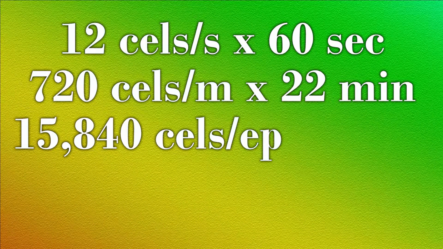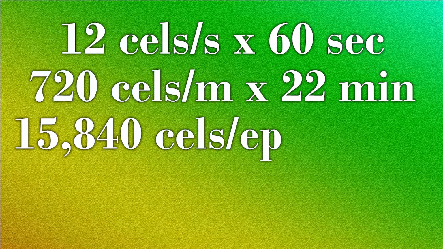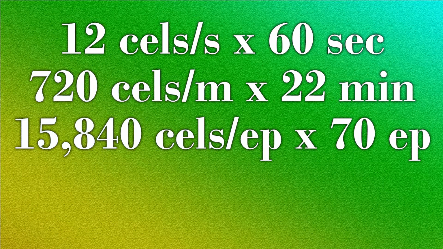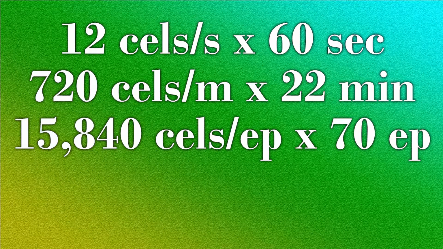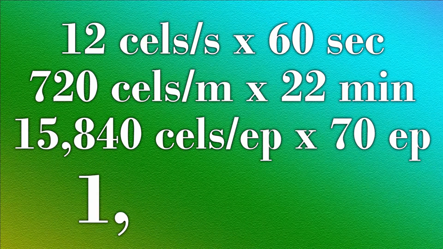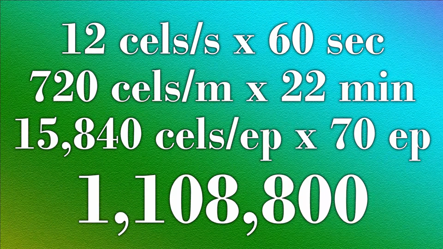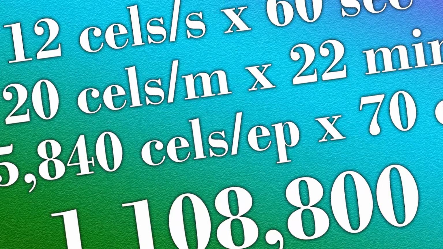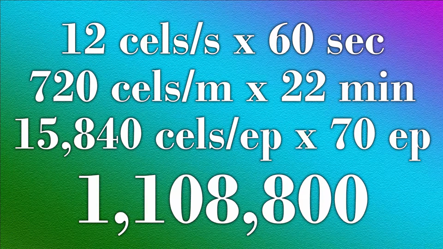But just for shits and giggles, assuming that every episode actually used 15,840 sheets of plastic, let's times that by 70 episodes because that's how many episodes of Duckman there were. So if you times 15,840 cells per episode by 70 episodes, that gives you the grand total of 1,108,800 animation cells used for the entirety of Duckman's run. Roughly. That's just an estimate, remember that.